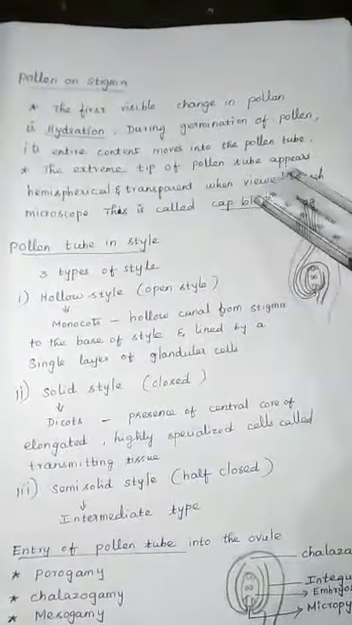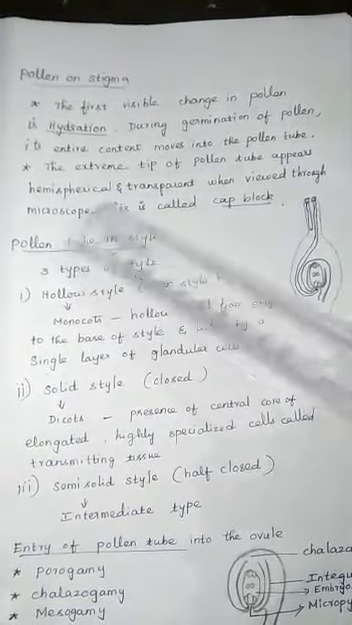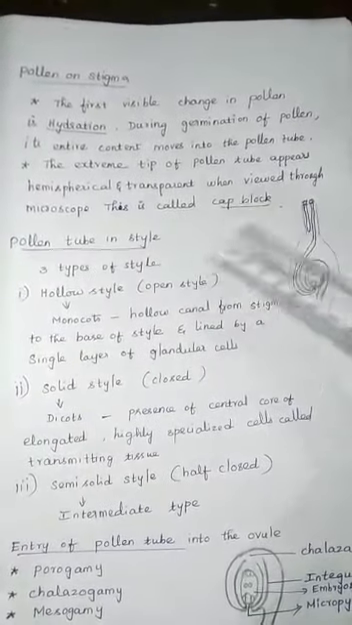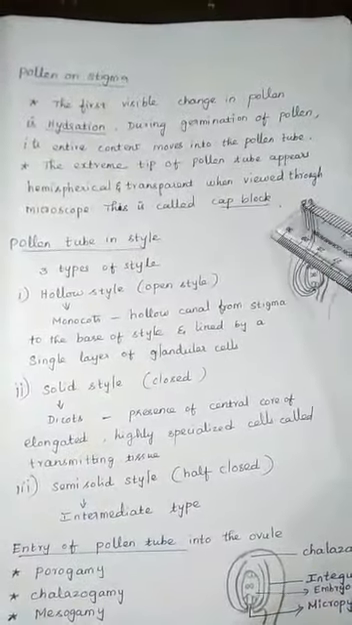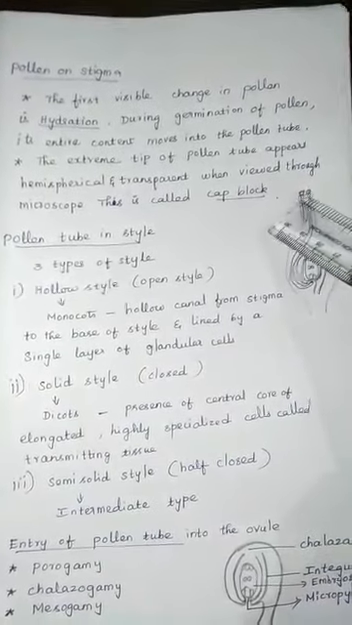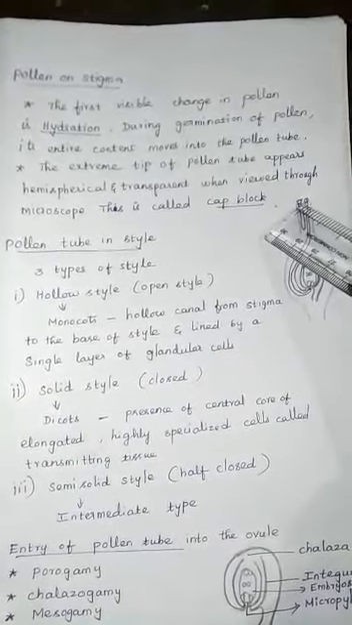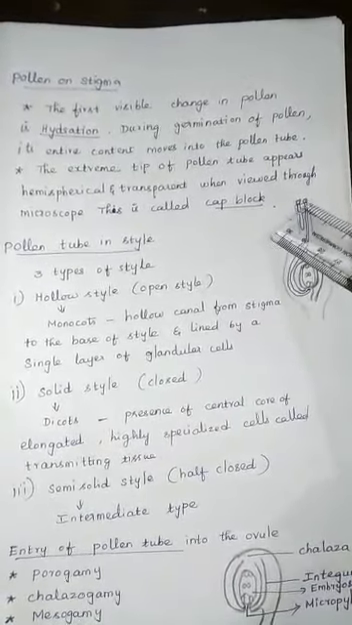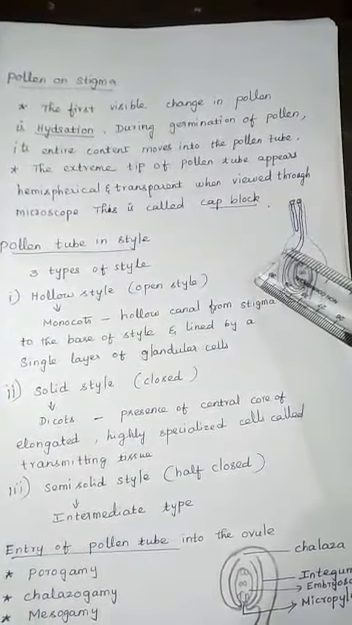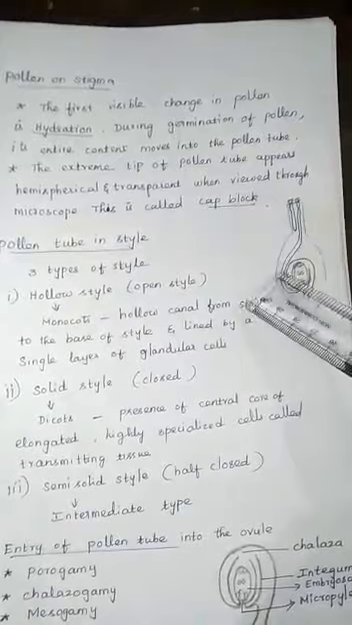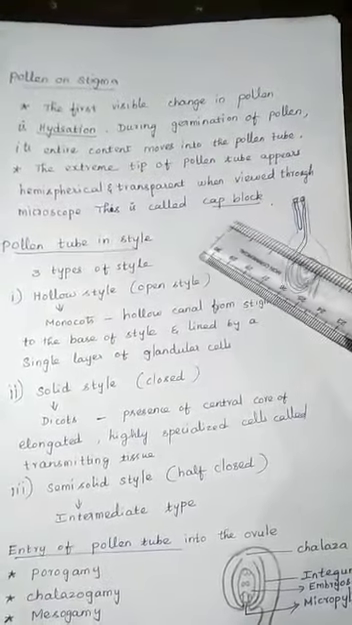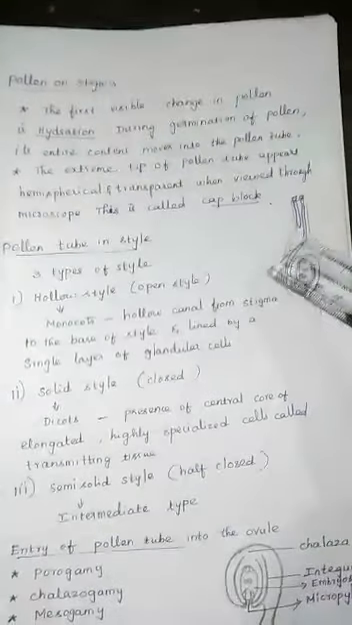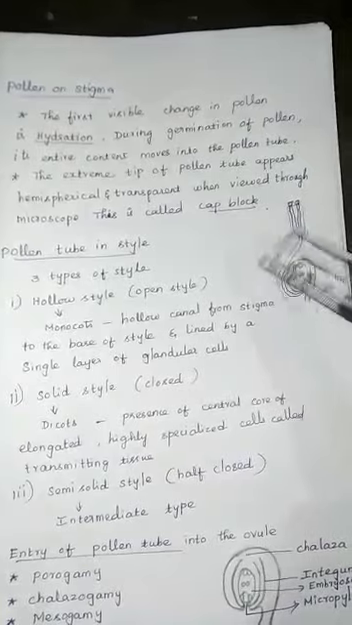Then the extreme tip of the pollen tube appears hemispherical and transparent when viewed through a microscope. This is called cap block. So the pollen grain falls on the stigma, then it gets hydrated and starts germinating and forms a pollen tube. Then all the materials, the male gametes, are discharged into the pollen tube. At last the tip is called the cap block. After the cap block formation, the pollen tube stops its growth.